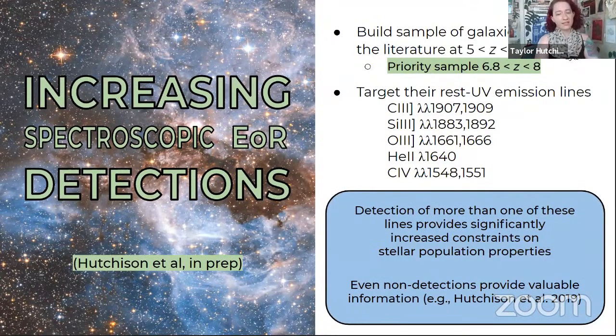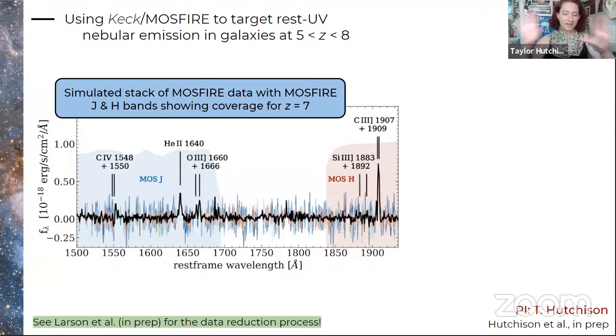As a note, detections of more than one of these lines in a particular galaxy would significantly increase constraints on your stellar population properties. And actually, even non-detections can provide really valuable information. If you're curious about what that means, you can check out my 2019 paper where we had an upper limit of silicon-3.